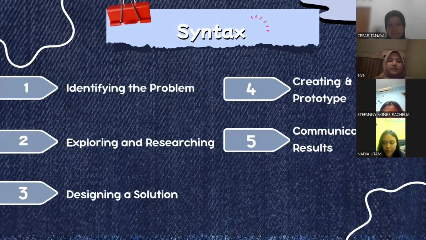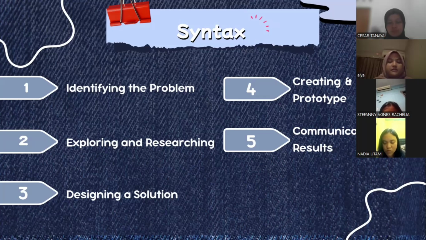Okay, next for the syntax, the first is identifying the problem. The description is the teacher introduces a real-world problem that requires STEM knowledge. And the example is how can we create a simple water filter to produce clean water. The second is exploring and researching. The description is students gather information, observe, or experiment to understand the problem. And the example is learn about materials that can filter water. The examples are sand, gravel, charcoal, etc.